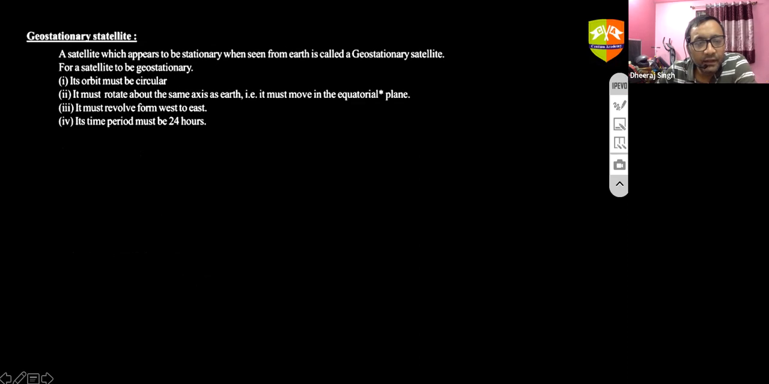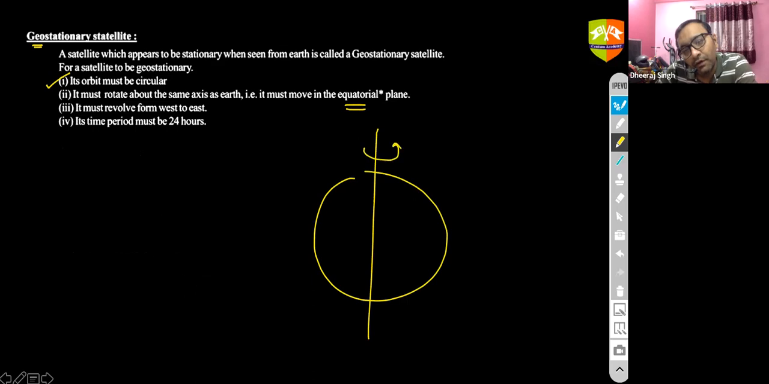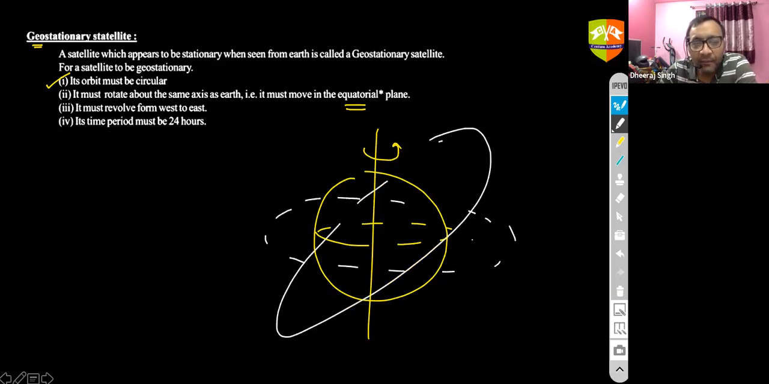Now, these things for geostationary satellites: these satellites are relatively at rest when you are seeing from the Earth. Their orbit must be circular. They should rotate the same way the Earth is rotating. It should be along the equatorial plane. If Earth is rotating about this axis, the satellite should also rotate like this only. It can't rotate like this. Time period must be 24 hours. It should rotate west to east, just like Earth is rotating.